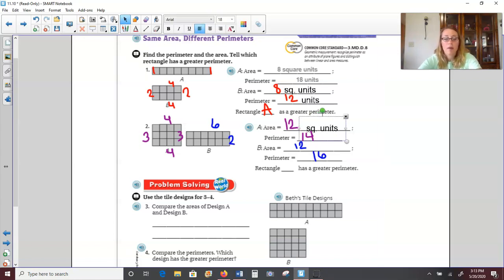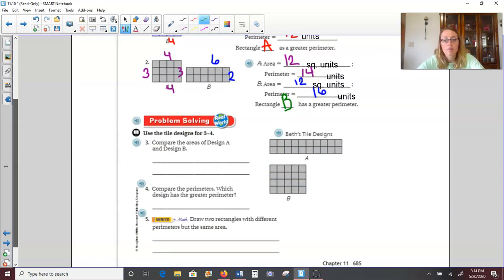Let me get my labels on here. Make sure you are labeling your answers too. Good habit, good practice. Okay, so square units for the area, units for the perimeter, and which rectangle has the greatest perimeter? Well, I could have already told you my answer before I solved anything. Rectangle B, because it's a longer, skinnier rectangle than A. Problem solving. Use these tile designs.